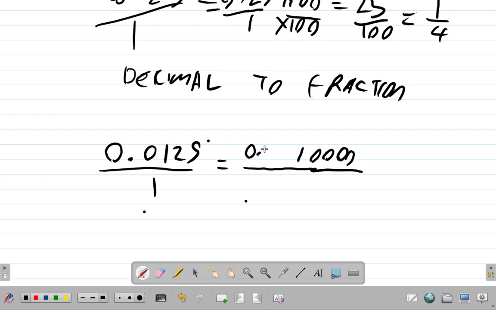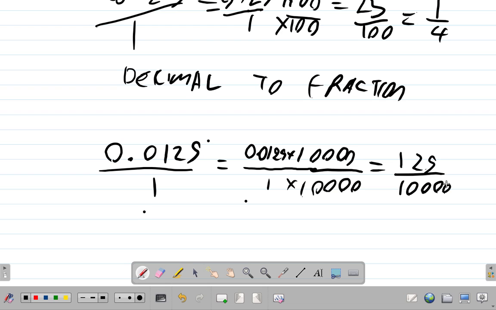So 0.0125 times 10,000 over 1 times 10,000. 125 over 10,000 is what you have here. So you see that. That is a fraction, but not in its simplest form. You want it now in its simplest form.